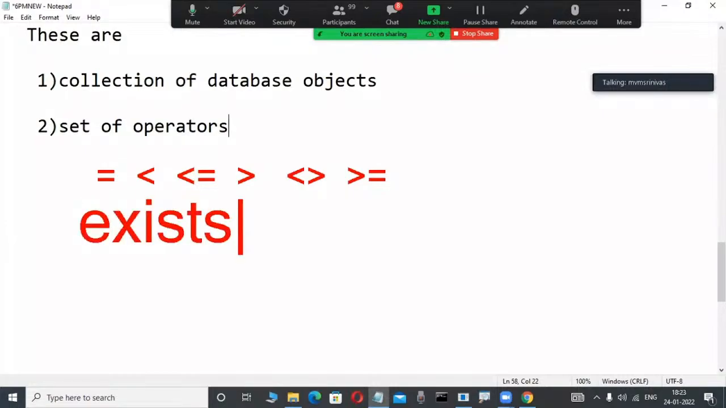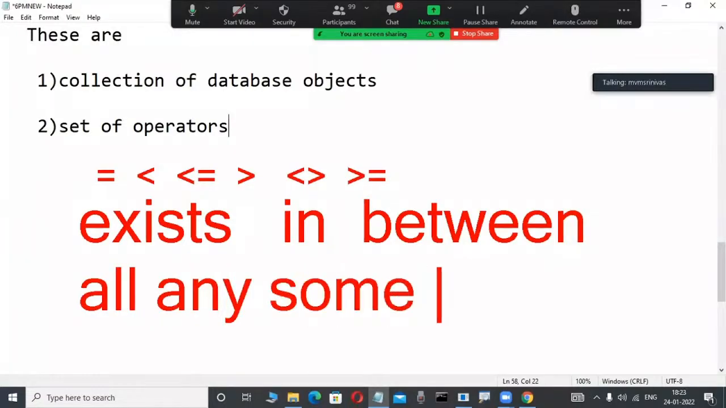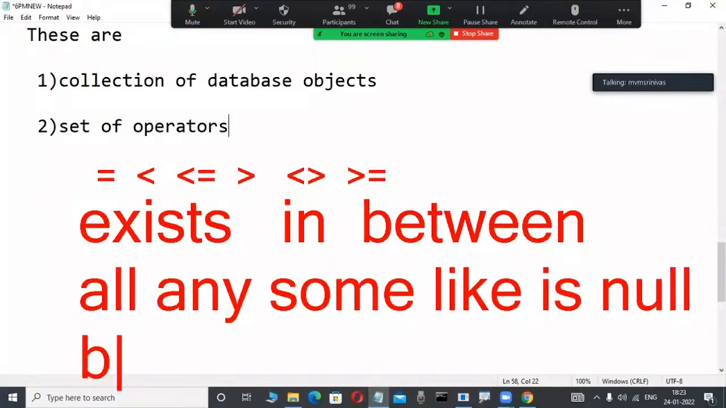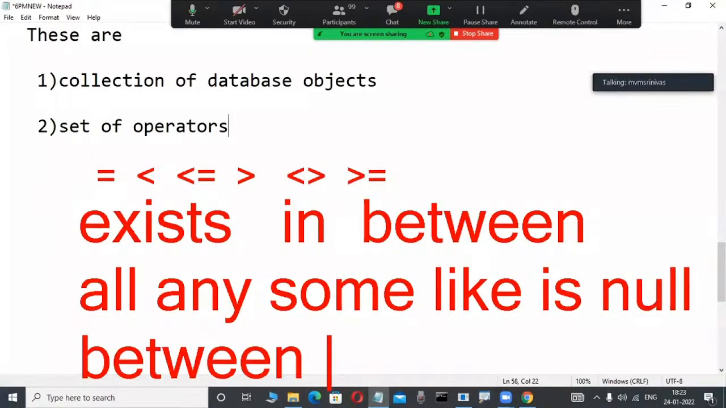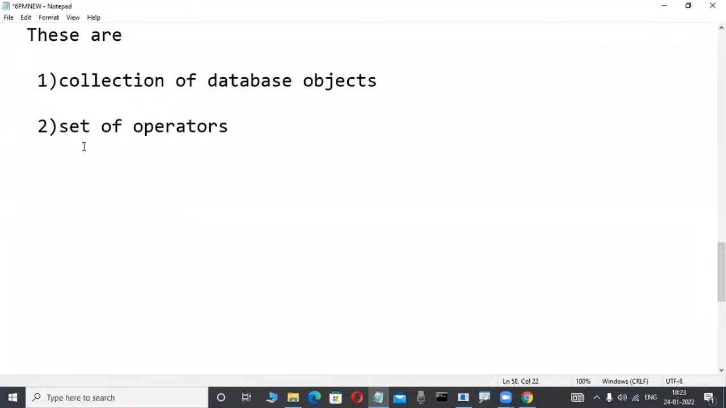Suppose exists is an operator. In is an operator, between is an operator. So many operators are there. All is an operator. Sum is an operator. Like is an operator. Is null is an operator. This type of so many special operators are there. What is exists, what is in, what is the difference between exists and in, where we are using them, what is the performance tuning, we learn all those things in our course. What is like, what is between, where we are using them. Through these operators we are operating only.